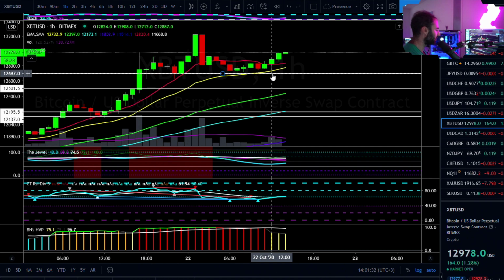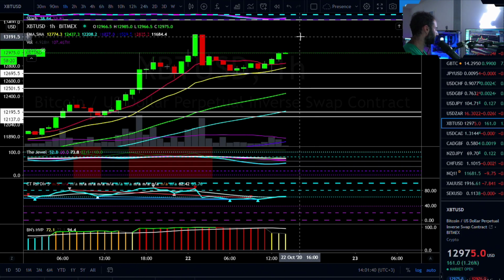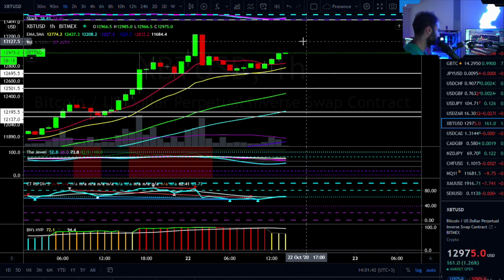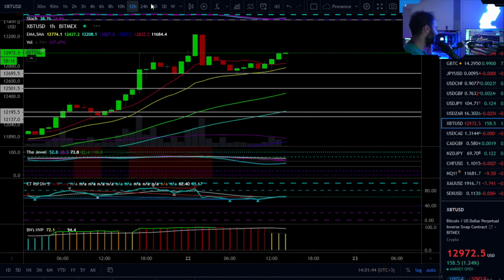You're noticing that I'm using a lot lower time frames to judge these things. It's because these are very aggressive moves right now. For right now, I'd probably be looking for another swipe of 13,000 even, although we're basically there. So that doesn't really help.